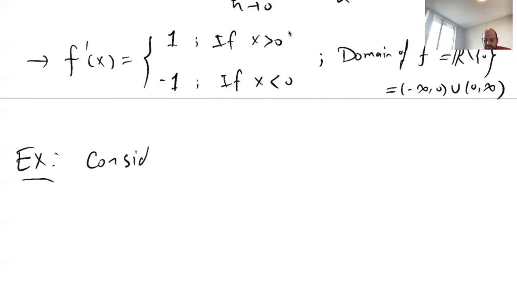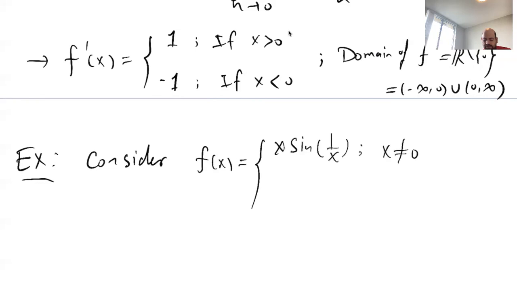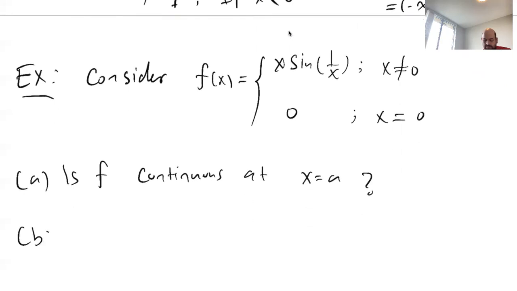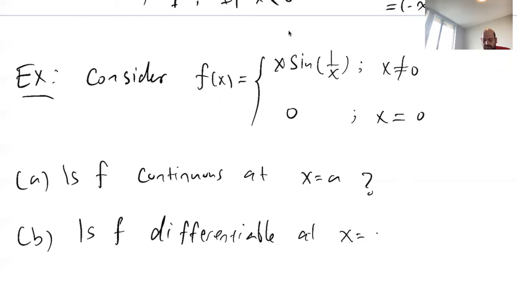Consider f of x equals x times sine of 1 over x if x is not equal to 0, and 0 if x equals 0. So part A: is f continuous at x equals a? Part B: is f differentiable at x equals a?